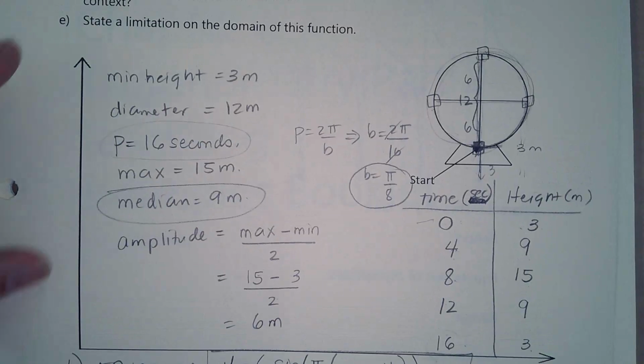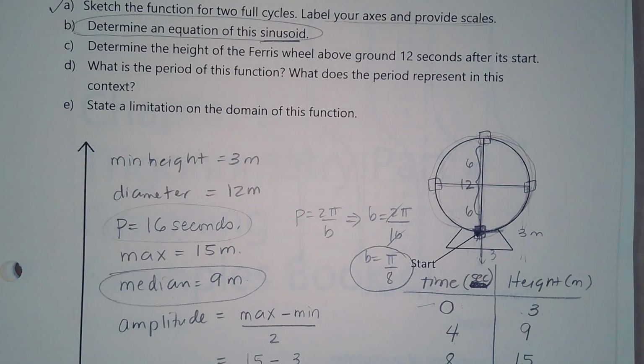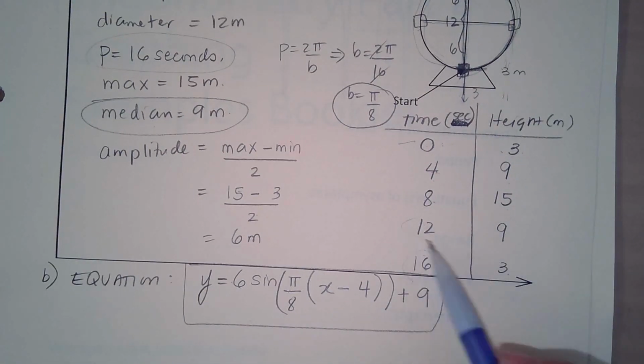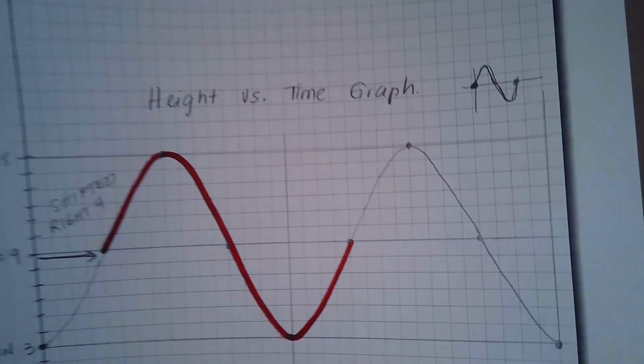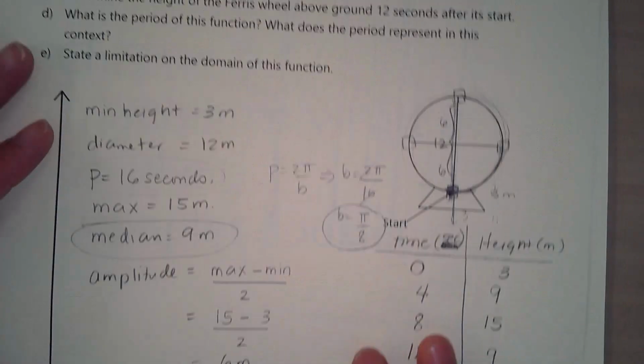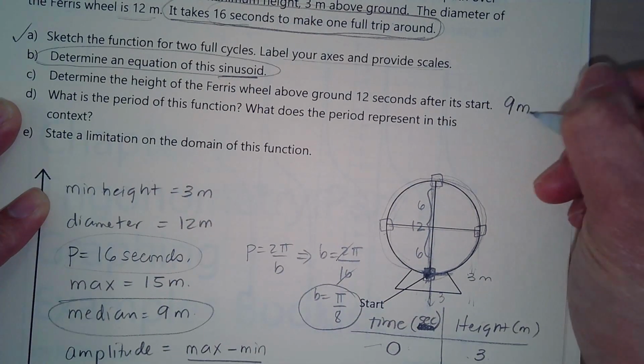Now let's take a look at letter C. Determine the height of the Ferris wheel above the ground 12 seconds after it started. Okay, well, 12 seconds after it started, we can actually get it from our table of values. We could also get it from our picture. So there, 12 seconds after it starts, that's going to be 9 meters.